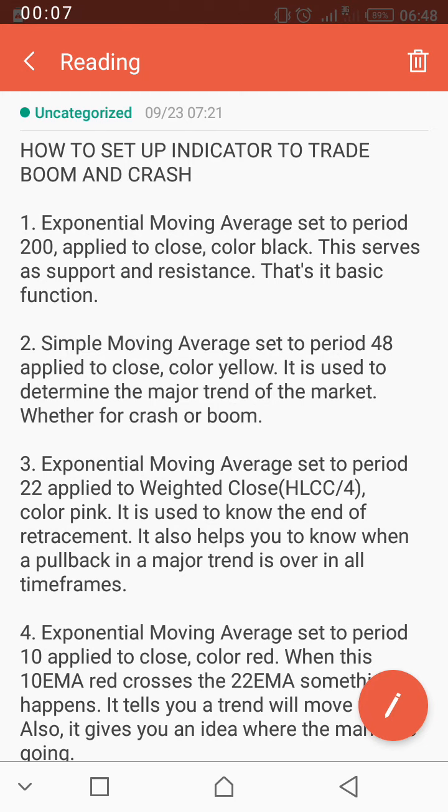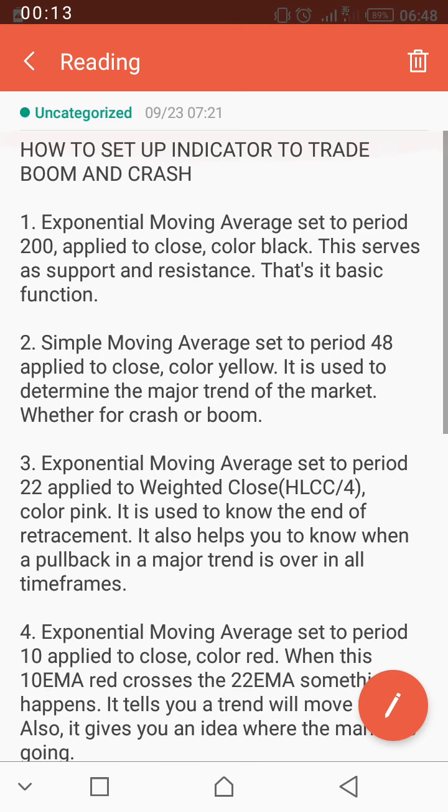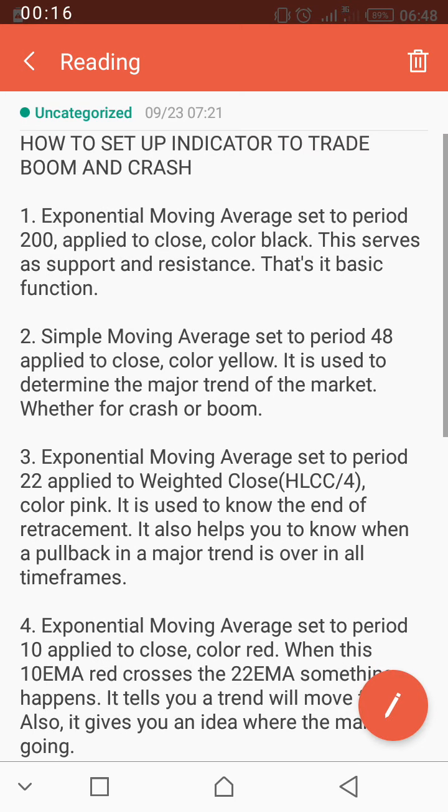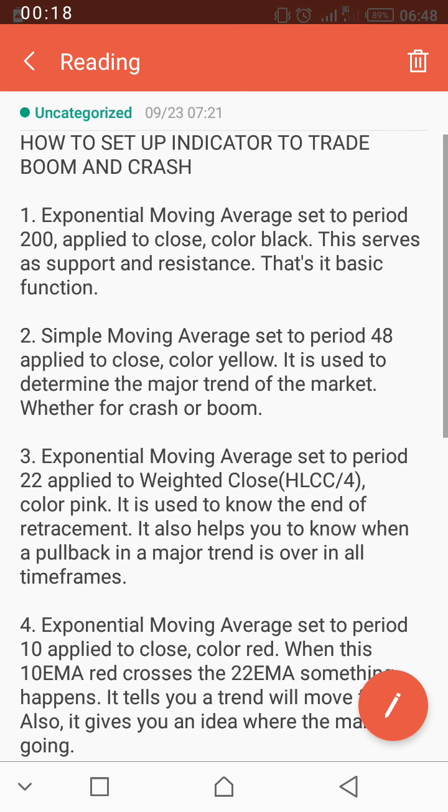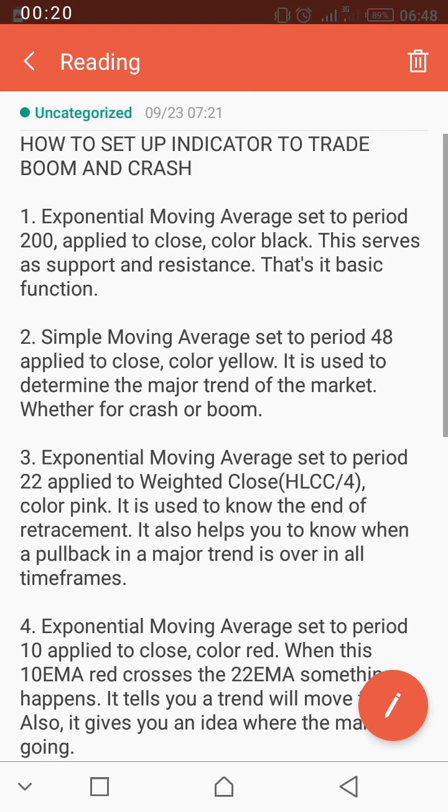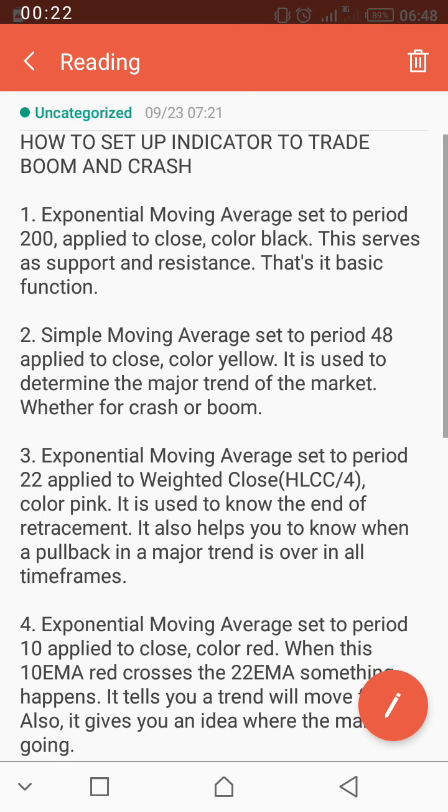Today, I want to show you how to set up indicators to trade boom and crash. These are the indicators you need to set. Exponential moving average set to period 200, apply to close, color black, and the function of it is it serves as support and resistance. That is its basic function.